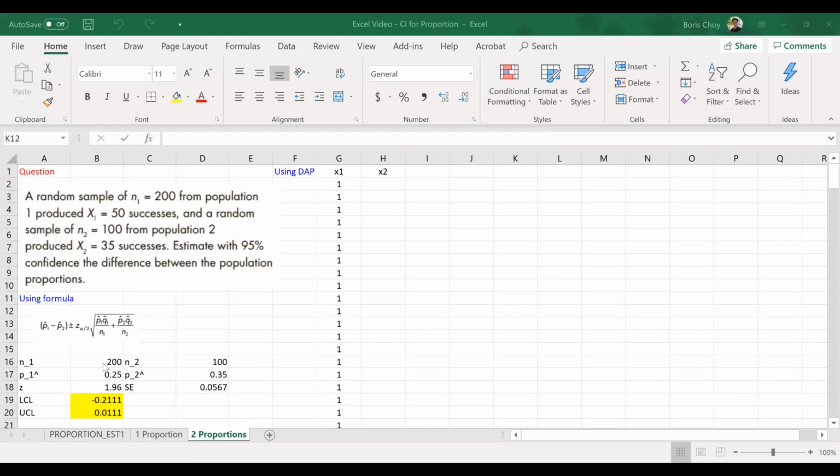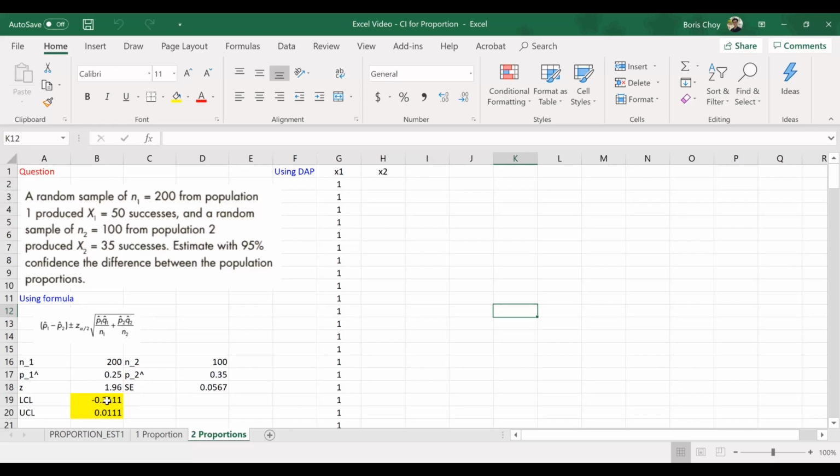Okay, and from the equation, we have n1 equal to 200, n2 equal to 100, and then we can calculate the proportion of successes from the two experiments. So P1 hat equal to 50 divided by 200, which is 0.25. P2 hat is 35 divided by 100, which is 0.35. To construct a 95% confidence interval, we need to get the Z critical value, which is 1.96. And the standard error is given by the square root of this term.